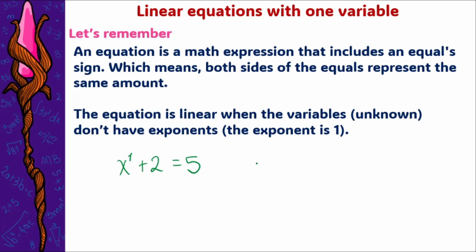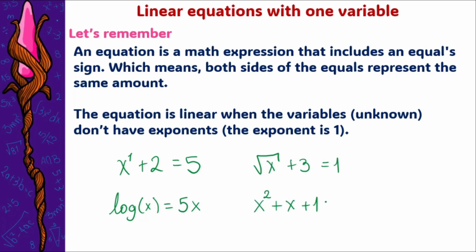What wouldn't be a linear equation? For example, square root of x plus 3 equals 1. It shouldn't have a square root, and it's not allowed to have logarithms. That wouldn't be a linear equation either. It couldn't have powers different from 1, like x squared plus x plus 1 equals 0. It's not a linear equation. So just the ones that have variables without any exponents and just additions and subtractions between them.